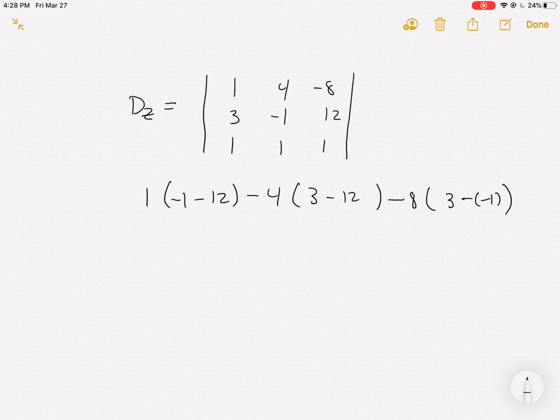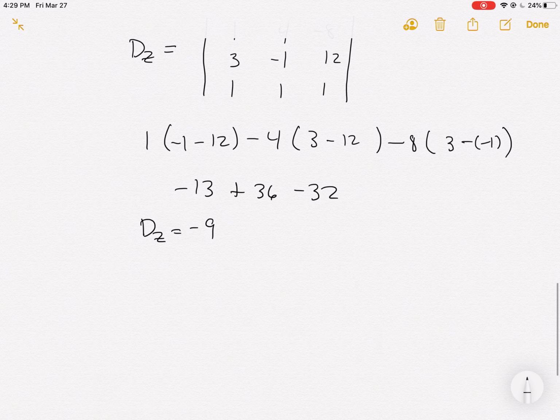And so what do we end up with? We end up with 1 times negative 13 for negative 13. Negative 4 times negative 9 for positive 36. And negative 8 times 4 for negative 32. And that puts us at, for dz, a negative 9.